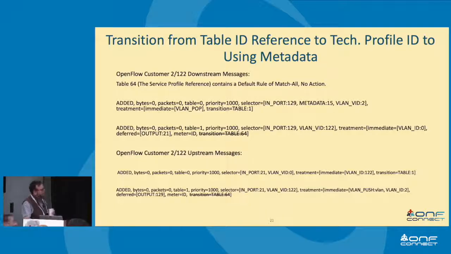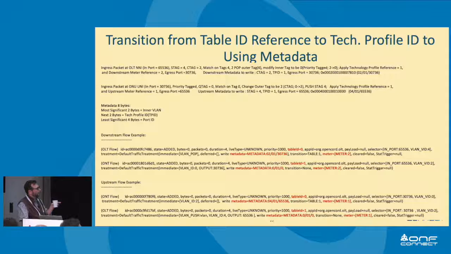So this is a little too detailed, I think, but let me just skip over this. This is basically showing what the flow looks like now. We've moved the technology profile information into the metadata. So again, we have this wide 16-bit field now for technology profile identifiers, so we don't have to worry about squeezing things into a certain number of bits in the table ID.